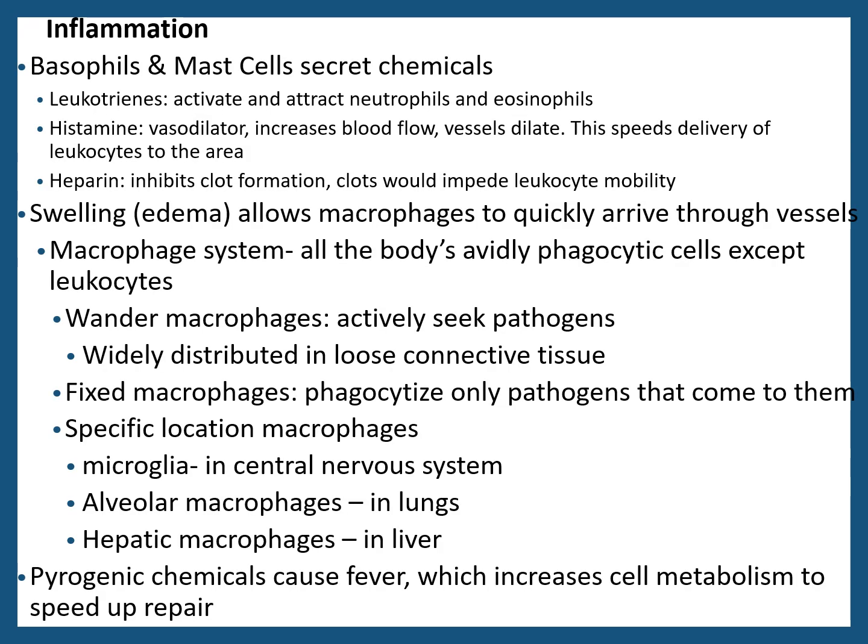So the basophils will secrete chemicals, and so will our mast cells. Mast cells are very similar to basophils, but they're going to be found in the connective tissues. So these cells will secrete chemicals like leukotrienes. Leukotrienes will activate and attract neutrophils and eosinophils into that area. And then they'll also secrete a histamine. Histamines are vasodilators, which will increase blood flow, and it'll cause these blood vessels to dilate.